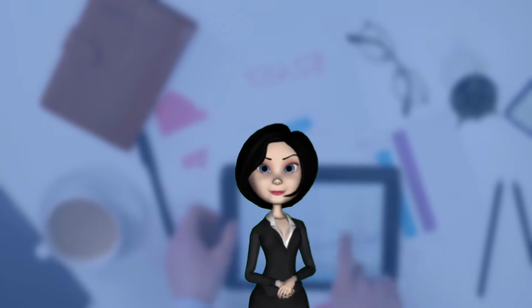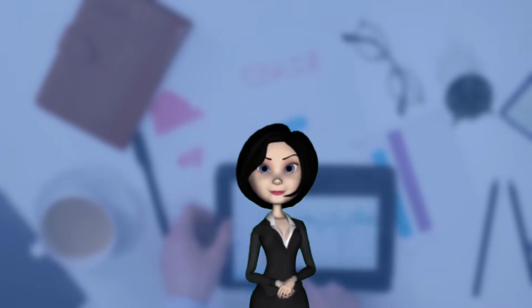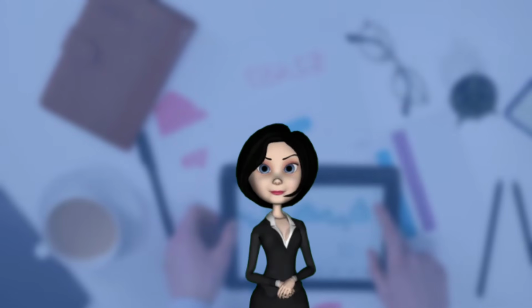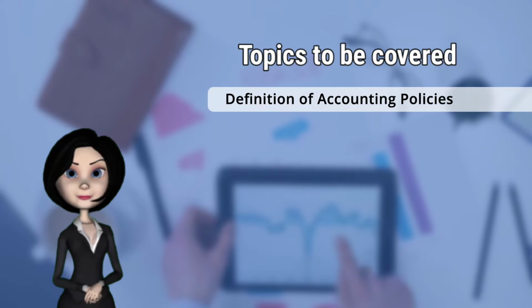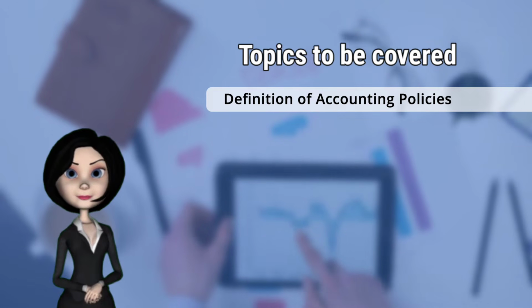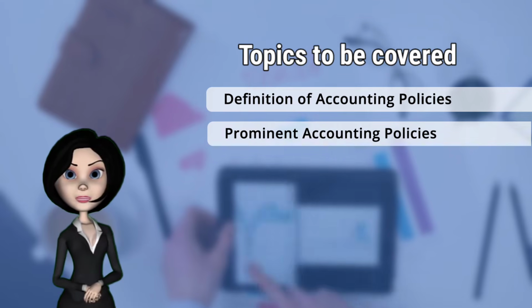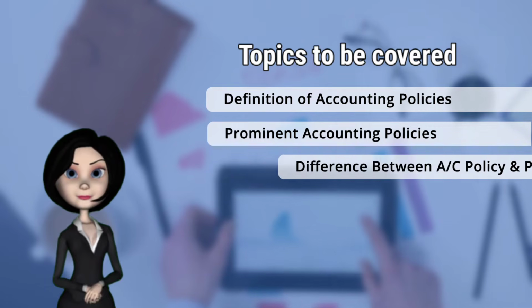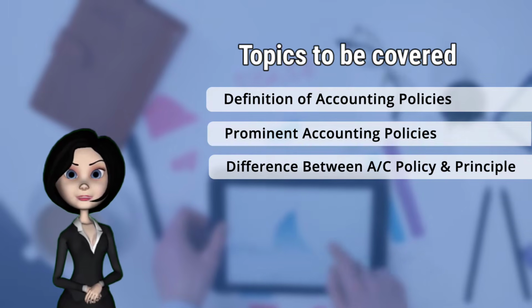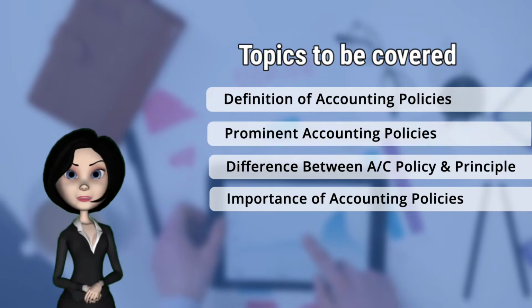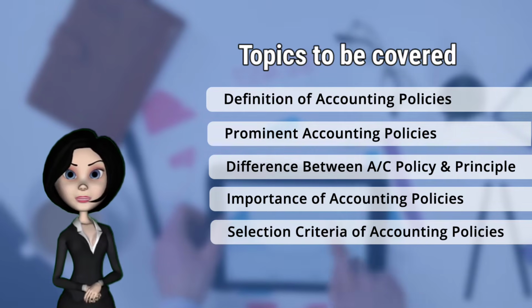And in this part, I'm going to elaborate accounting policies. Topics to be covered: definition of accounting policies, prominent accounting policies, difference between accounting policy and accounting principles, importance of accounting policies, selection criteria of accounting policies.